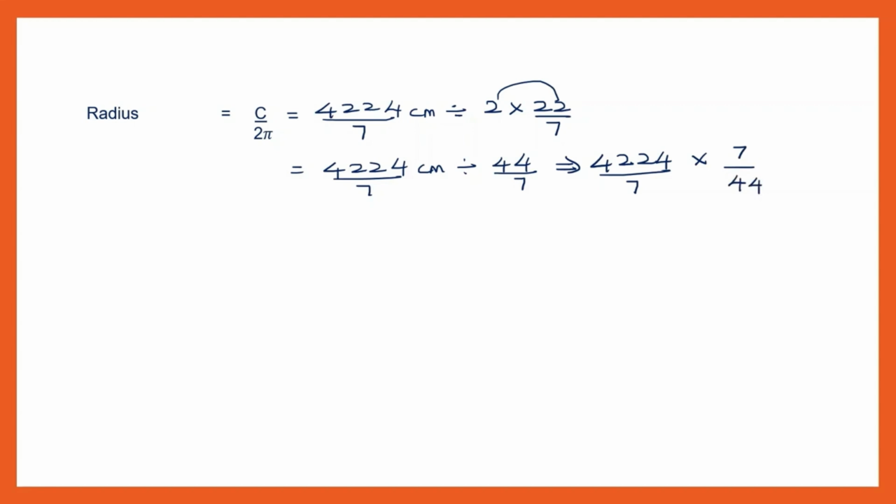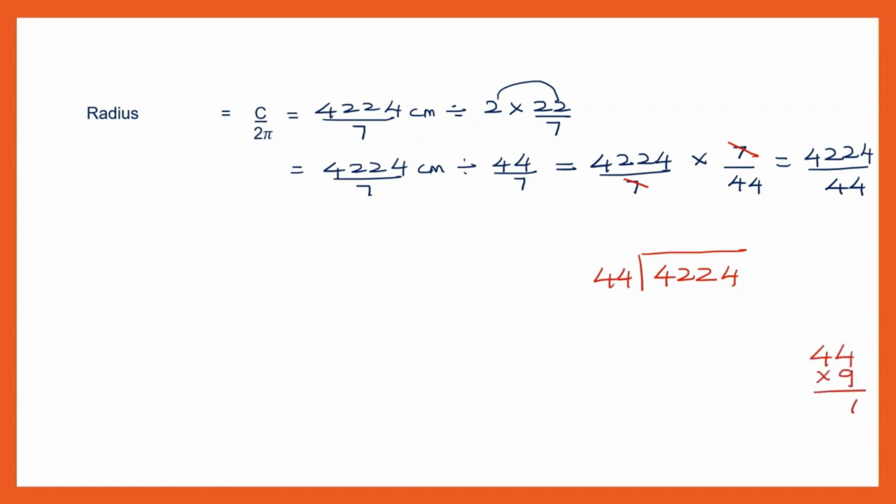Now we can cancel 7 and 7. So what do we have left? We have 4224 divided by 44. So now let's divide this. 4224 divided by 44. Now we need to get a number close to 422. So let's try 44 into 9. 9 fours are 36, carry 3. 9 fours are 36 plus 3, 39. So 44 into 9 is 396.